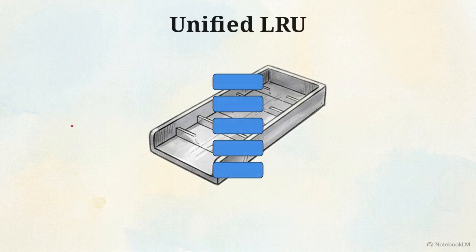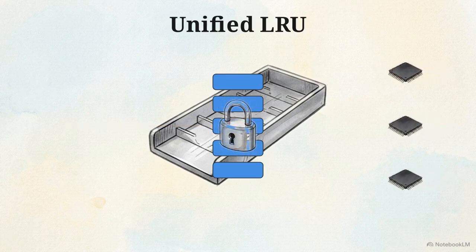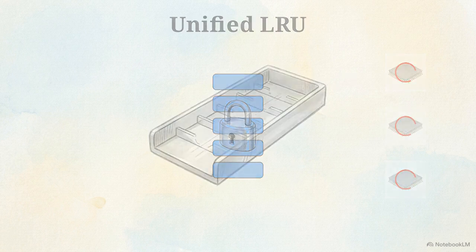Every time a client accessed an item, the system had to lock the entire queue just to bump that item to the top. Across millions of reads, CPU cores ended up idling as they waited for these queue locks to clear. Modern Memcached solves this with a segmented LRU architecture.